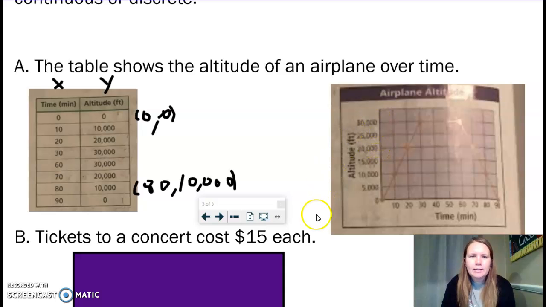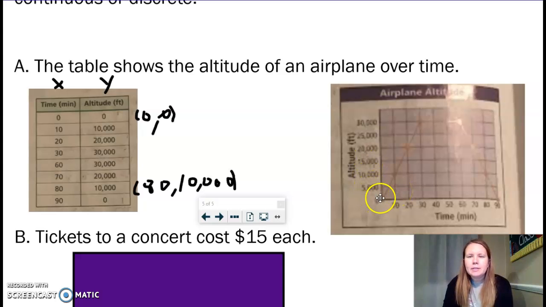So once they had that, they started plotting the points. Okay, 0, 0, 10 and 10,000, 20 and 20,000, 30, 30,000. I think then they went all the way to 60, 60 or 30,000. And then it starts descending or going back down. So for this graph, that was how you would set it up, graphing it out.